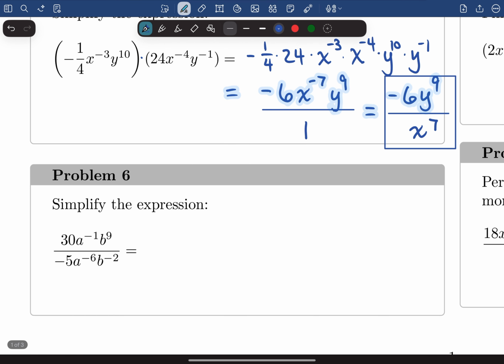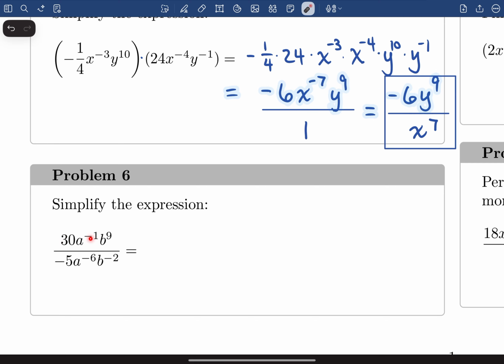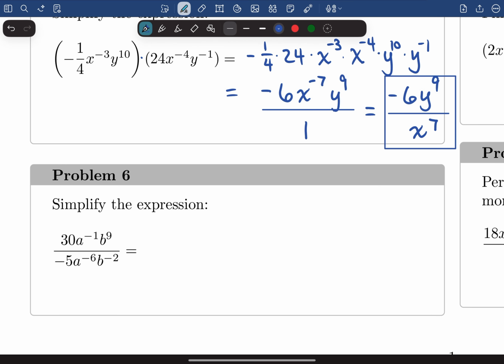Moving on to problem 6, simplify this expression. And it says, 30, a to the negative 1, b to the 9th, divided by negative 5, a to the negative 6, b to the negative 2. Now, when you're dealing with these exponent rules, you can take different approaches, and that's okay. Your approach might be a little different than mine. But in the end, I know that I'm going to have a fraction.